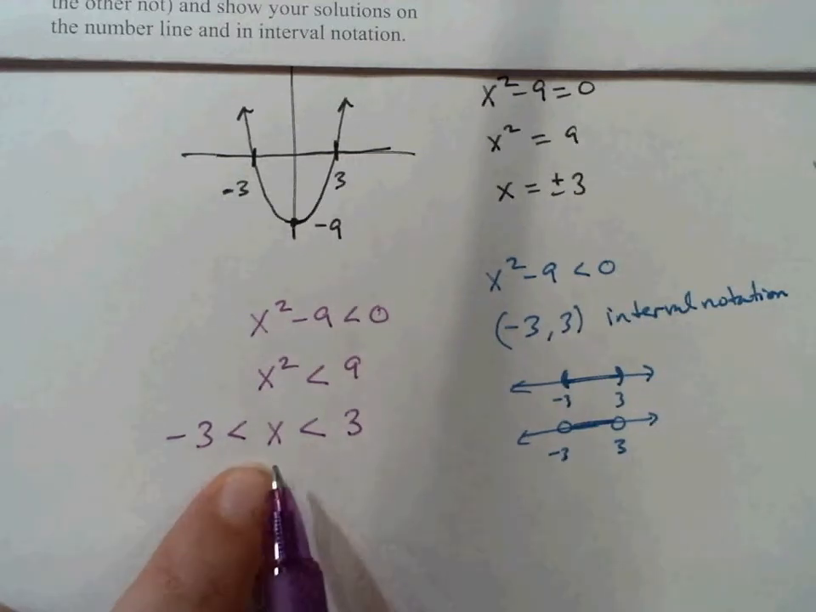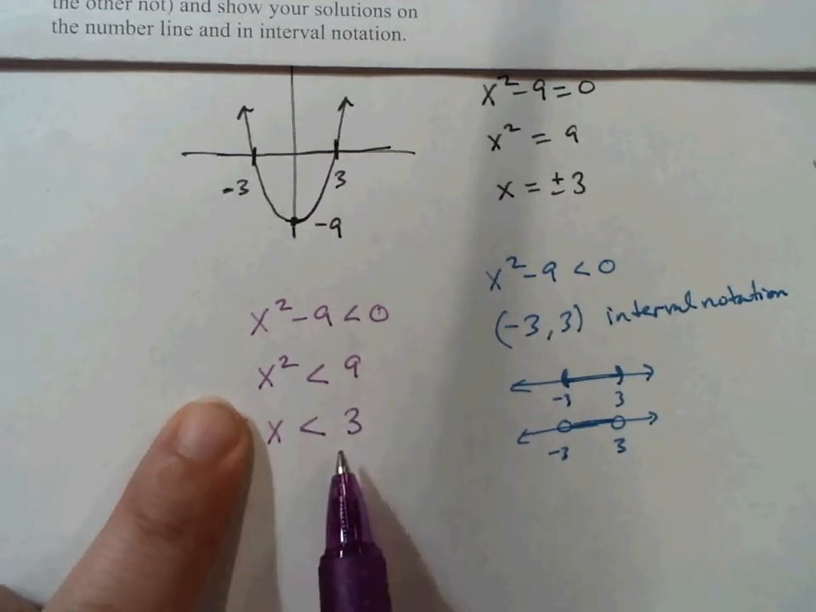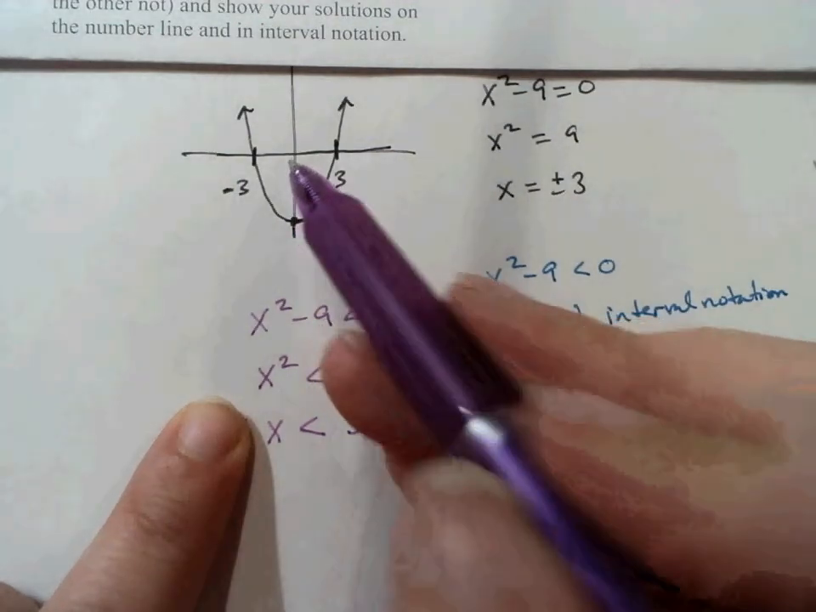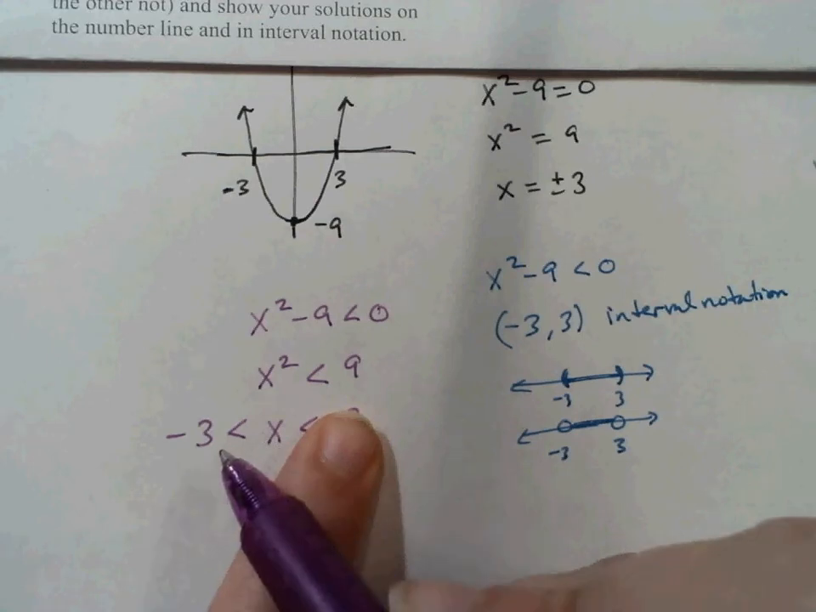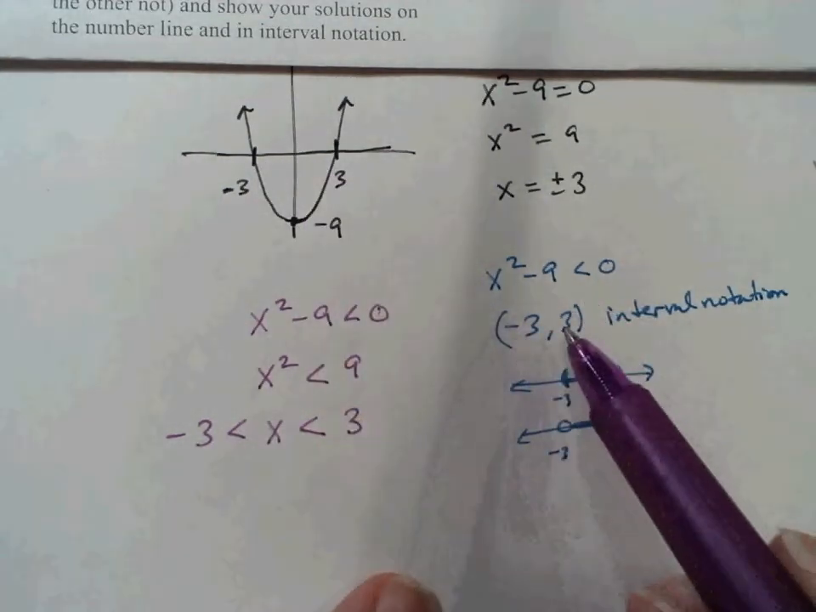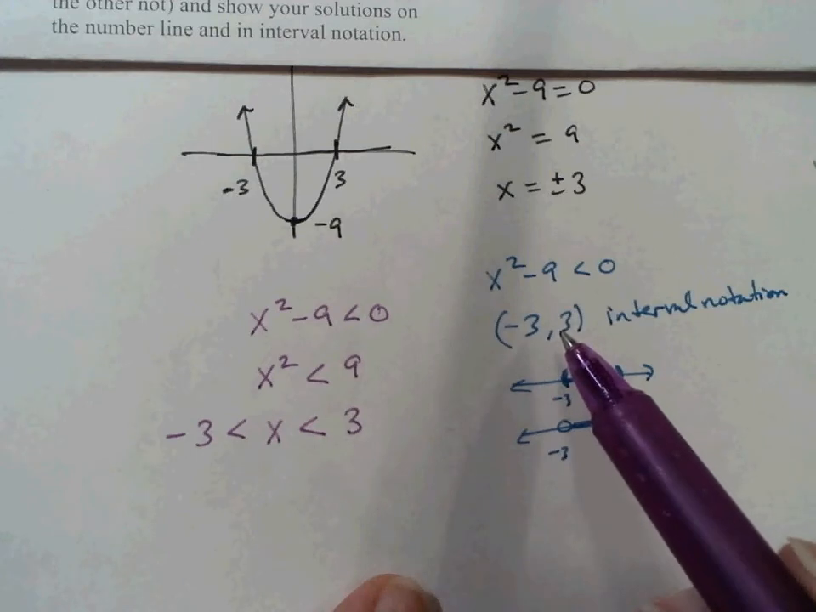And then I want you to read this with me. What does this read right here? X is what? X is less than 3. X is less than 3. Now read it from the x. X is what? Greater than negative 3. So x is between negative 3 and 3. Cool?